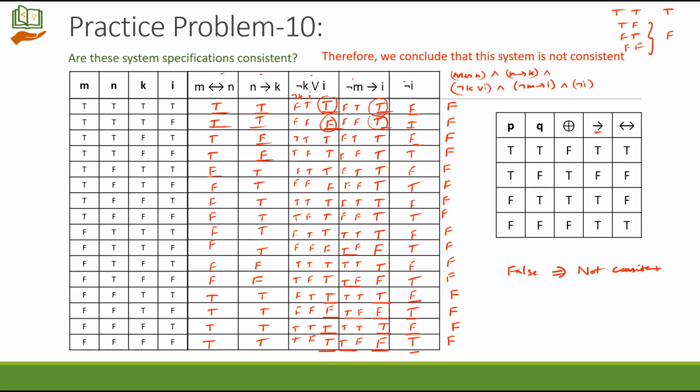When can you conclude that the system is consistent? If you get true in at least one of the 16 rows. Whichever row is yielding true, that particular row alone you have to take. Just for example, this row is going to give you true in the last column. Then we can take M value to be true, N value to be false, K value to be false, I value to be true. For this combination, we can say those specifications are true and so the final value is also true, stating that the system is consistent. But such a scenario has not occurred in this particular question.